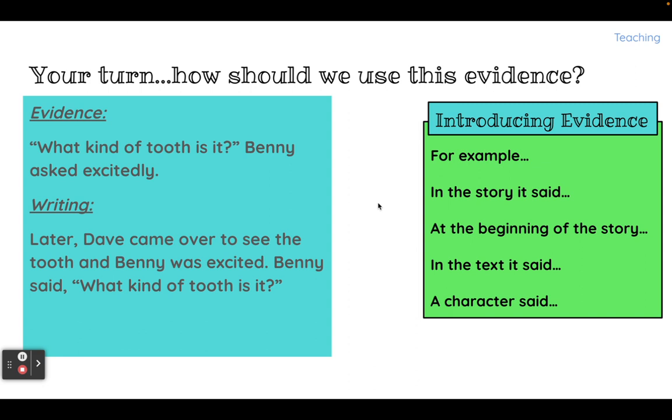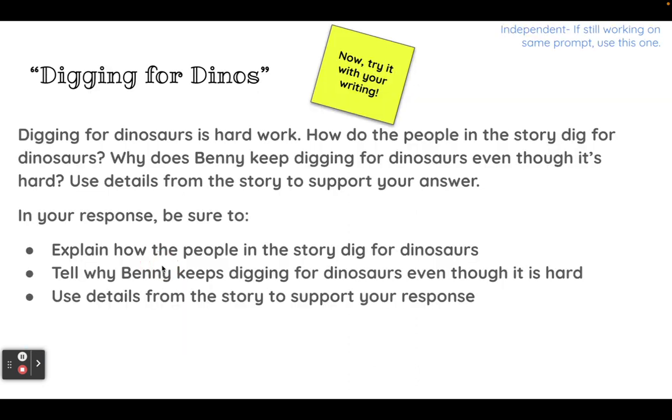Later, Dave came over to see the tooth and Benny was excited. Benny said, "What kind of tooth is it?" So, this is where I told you what was going on, and then I used the evidence. What kind of tooth is it?